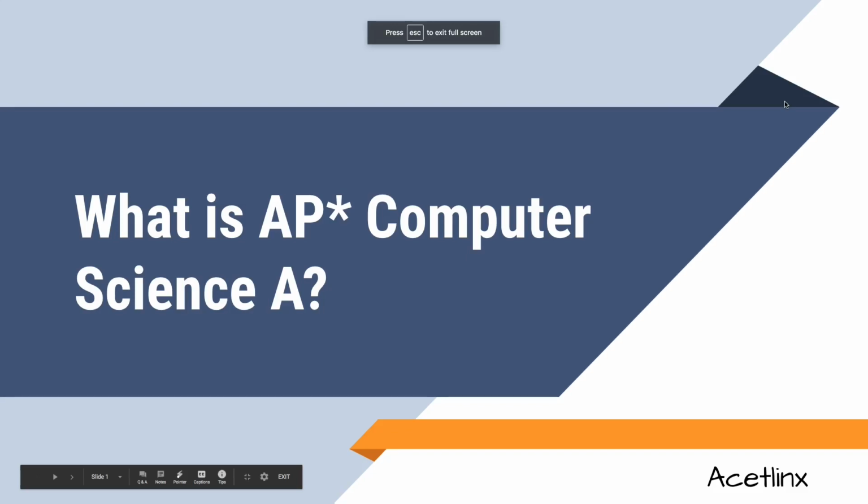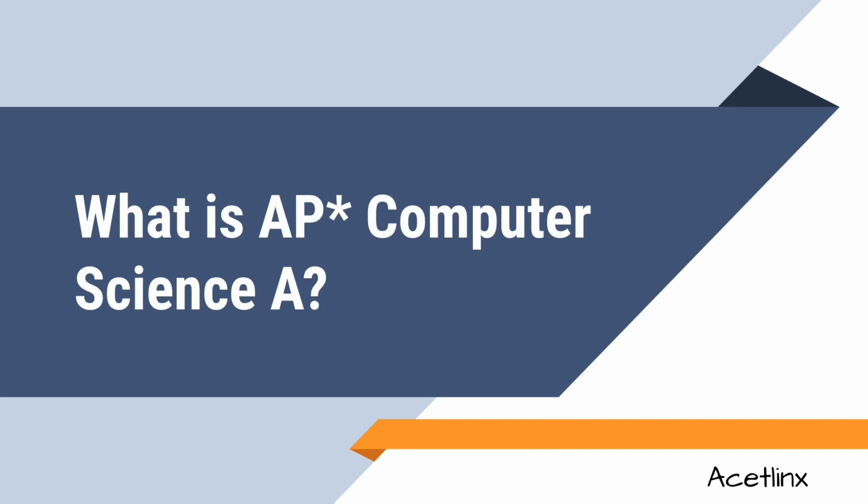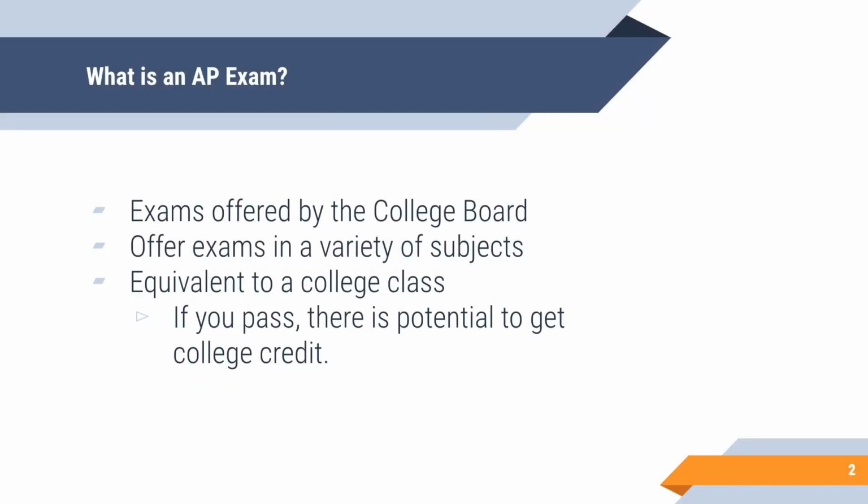So you want to know what AP Computer Science A is all about. Well, before I answer that question, let's talk about what AP is. AP, otherwise known as Advanced Placement, are exams offered by the College Board, and they offer exams in a variety of subjects. In math, we got AP Calculus AB and BC. We got English language and English literature.